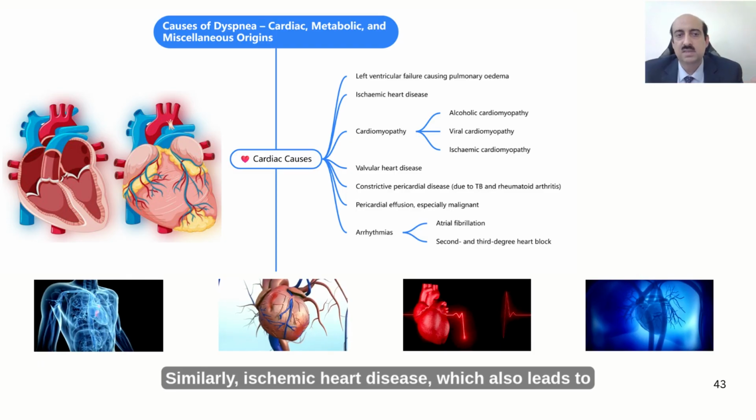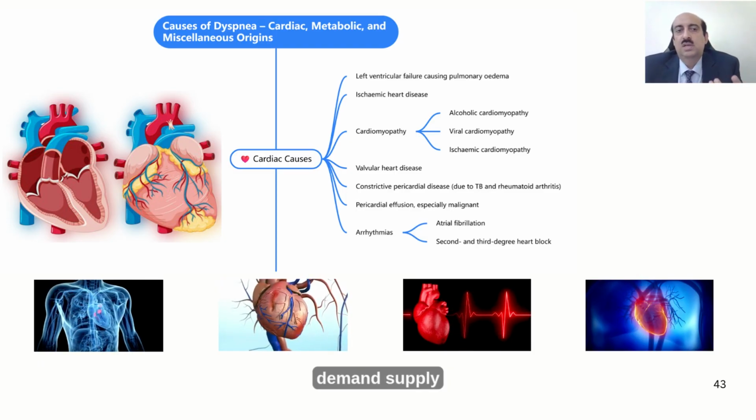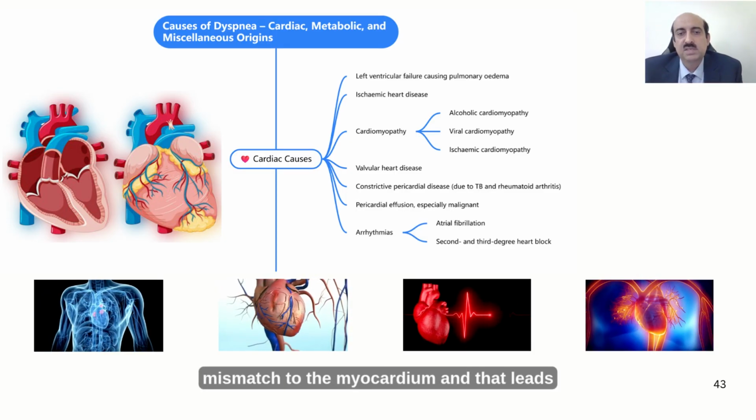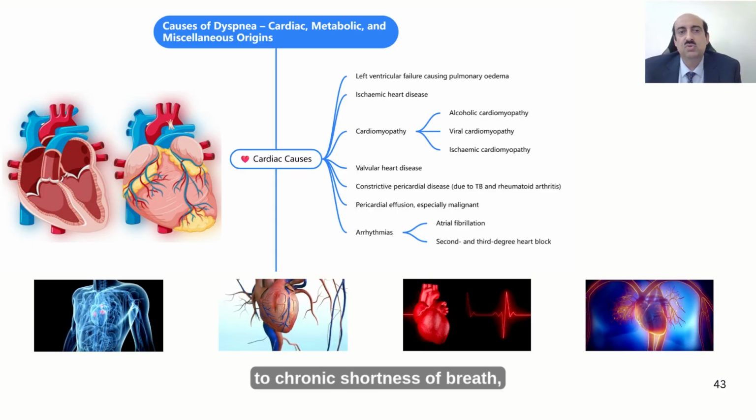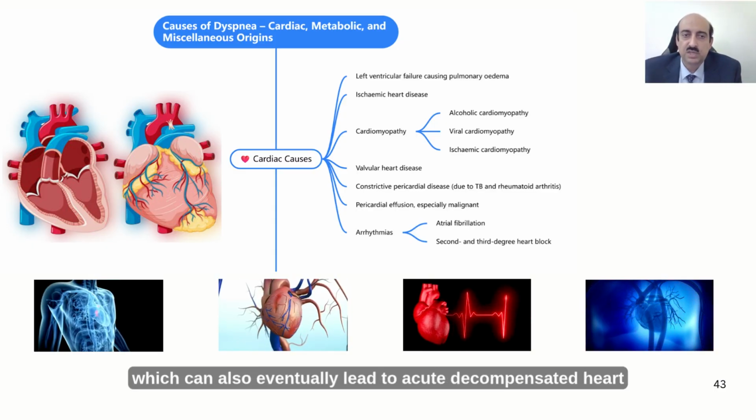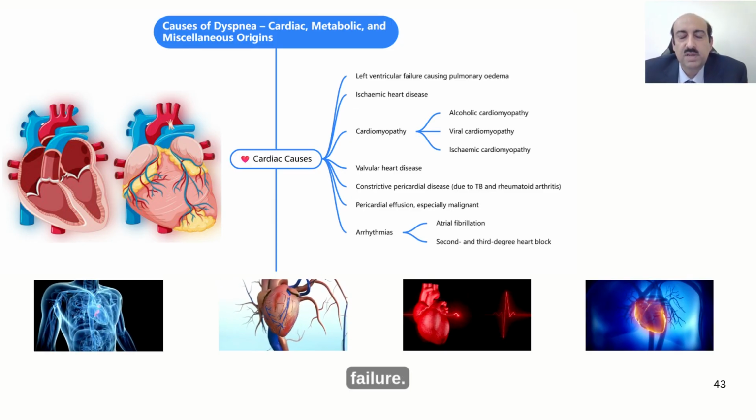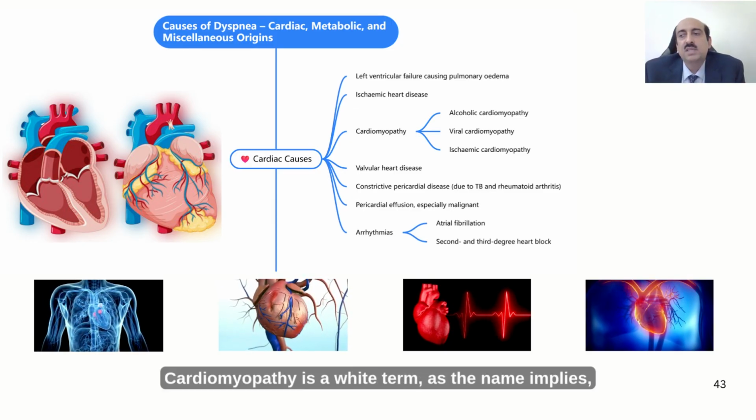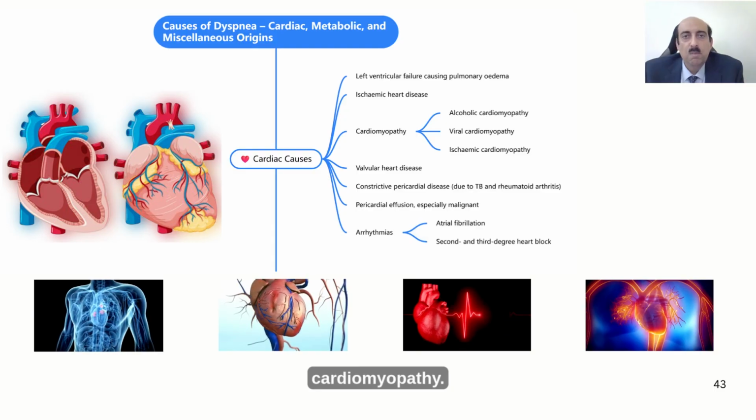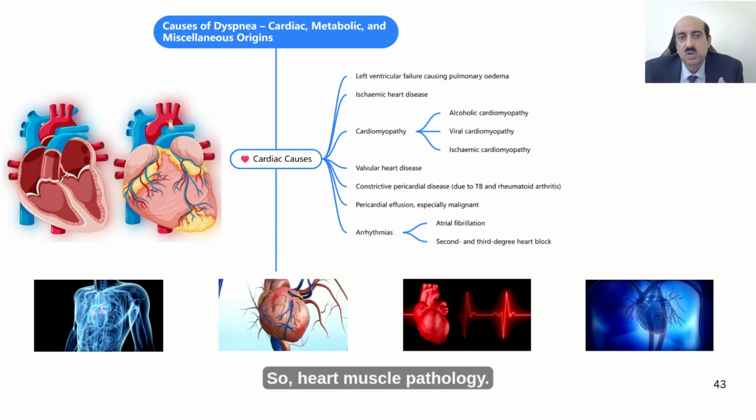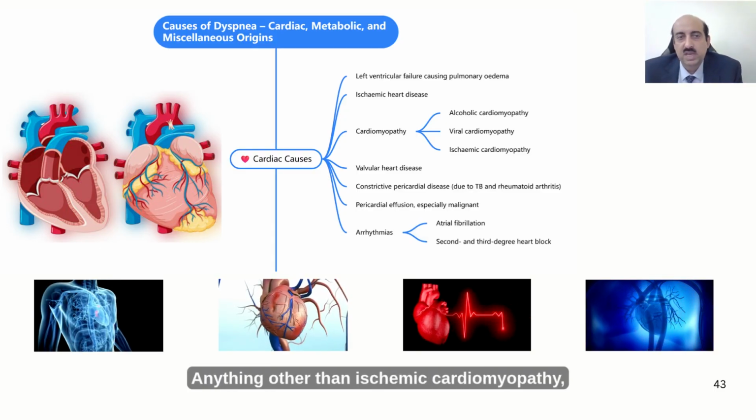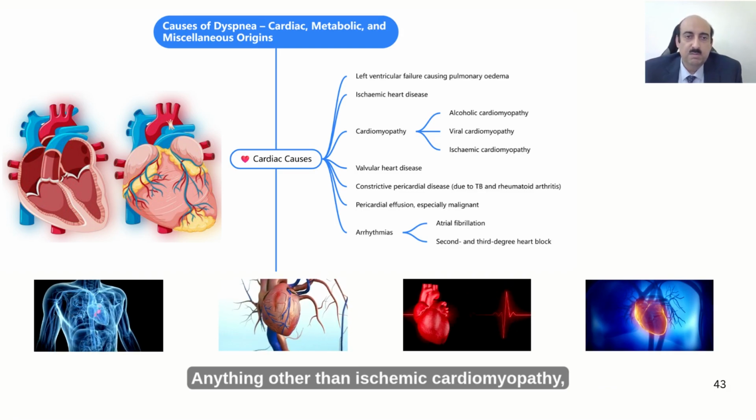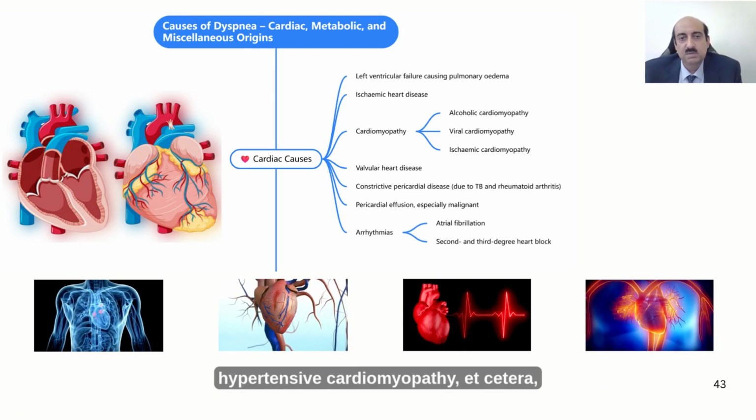Similarly, ischemic heart disease also leads to demand supply mismatch to the myocardium, and that leads to chronic shortness of breath, which can also eventually lead to acute decompensated heart failure. Cardiomyopathy is a wide term, as the name implies: heart muscle pathology, anything other than ischemic cardiomyopathy, hypertensive cardiomyopathy, etc.